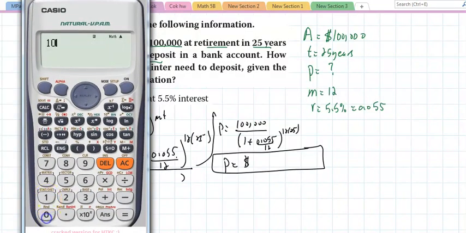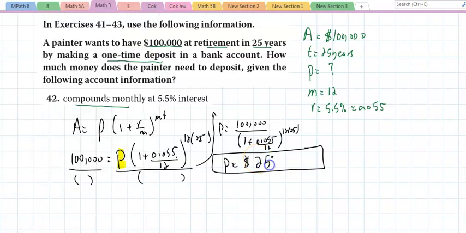I'm going to show you another way of doing this. 100,000 divided by parentheses 1 plus 0.055 divided by 12 raised to the 12 times 25. If I put in today $25,363.51. Since I rounded down, I'm going to get less than 100,000, maybe 99,900 and some dollars. If I want to be over, I round up, but that's what it is.